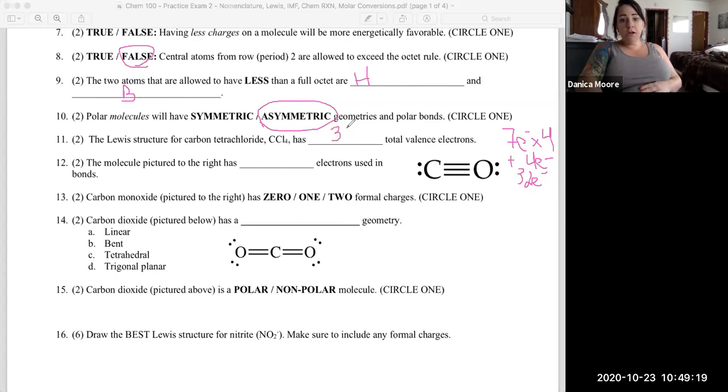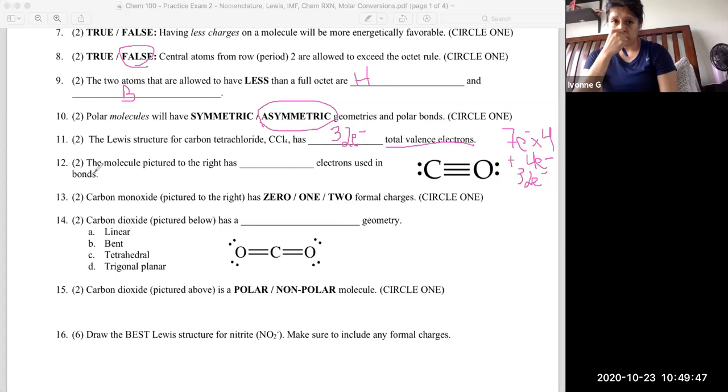If there was a charge on this molecule, let's say there was a negative charge on the molecule, what would we do with that charge? We would add an extra electron. So if there are charges on a molecule, those are also included in the total valence electrons, always. Cool?